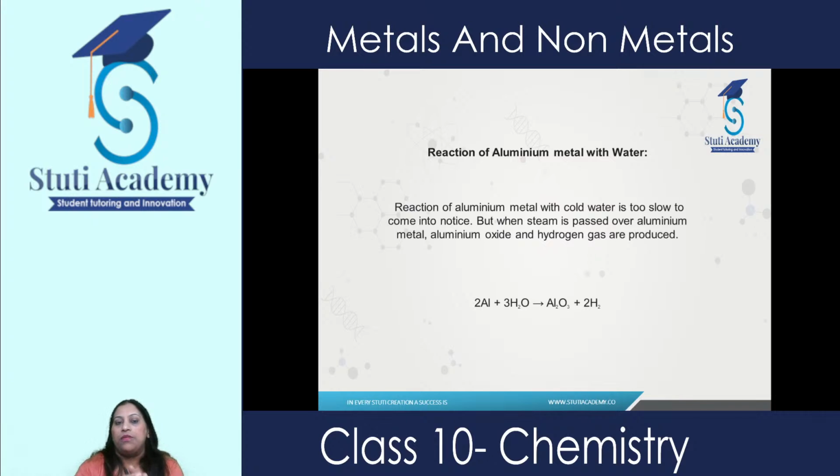So when this aluminium metal reacts with water, when we are passing steam over it, it results in the formation of aluminium oxide. Similarly with magnesium. When we are passing steam over magnesium, it results in the formation of magnesium oxide.